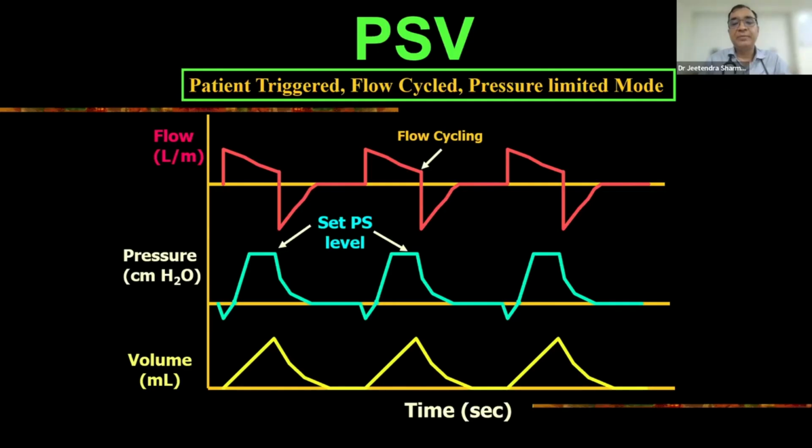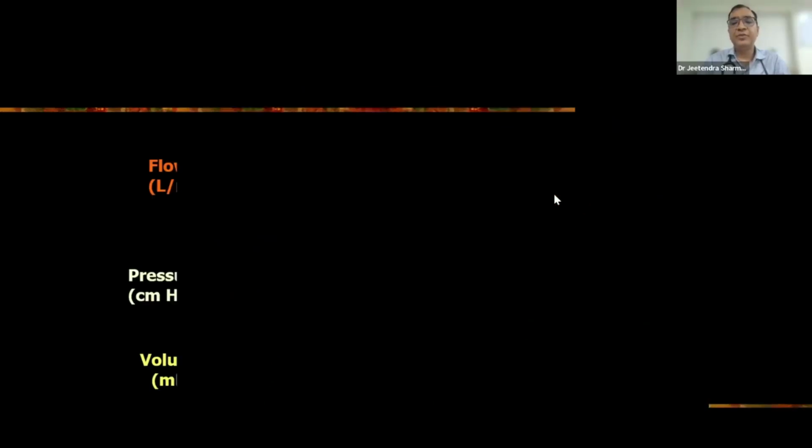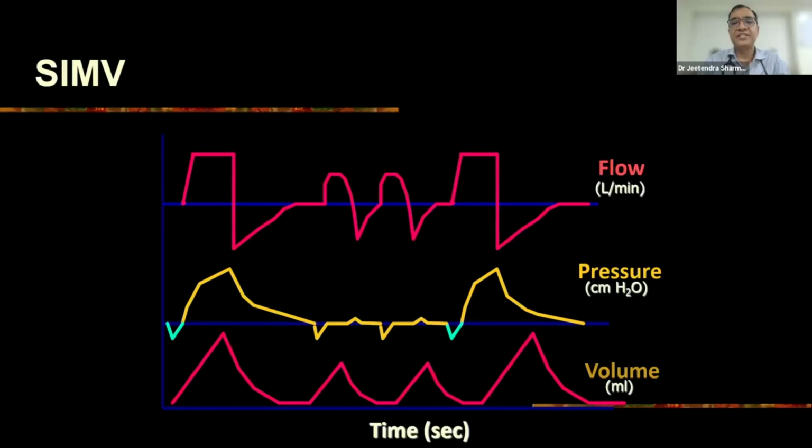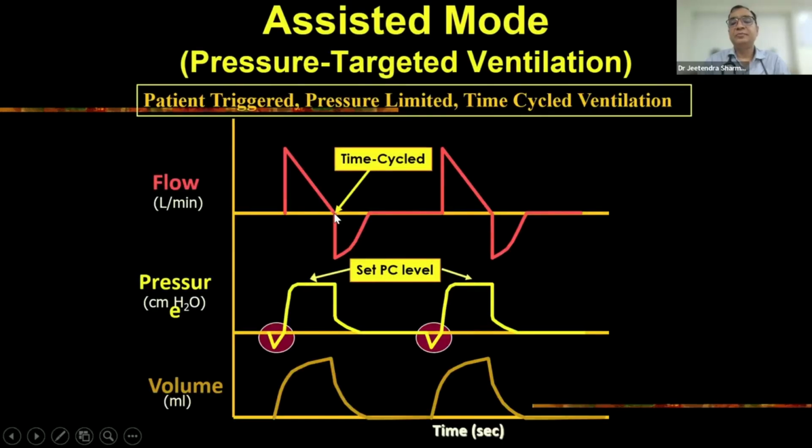How can we say flow cycle? Because before reaching 0, when it reaches, say for example, 10% of your peak inspiratory flow, the ventilator converts into the expiratory. Whereas in pressure control, every time it reaches 0, because time is allowing, you set the inspiratory time. Whenever you see any pressure assist control, it will reach 0.